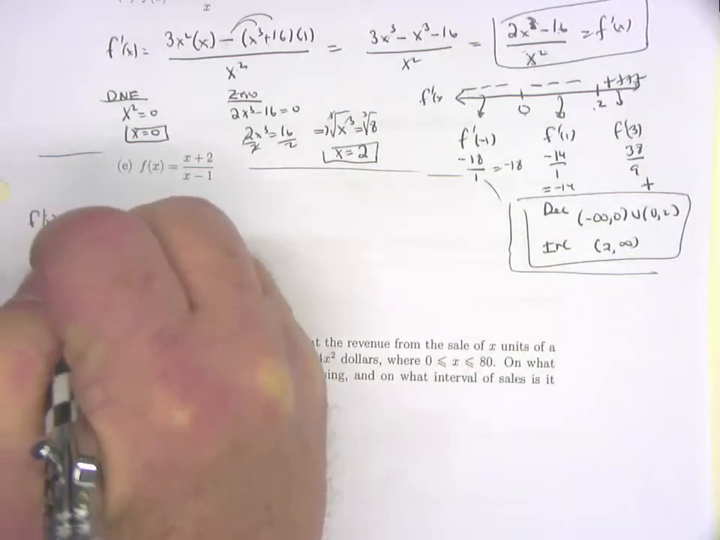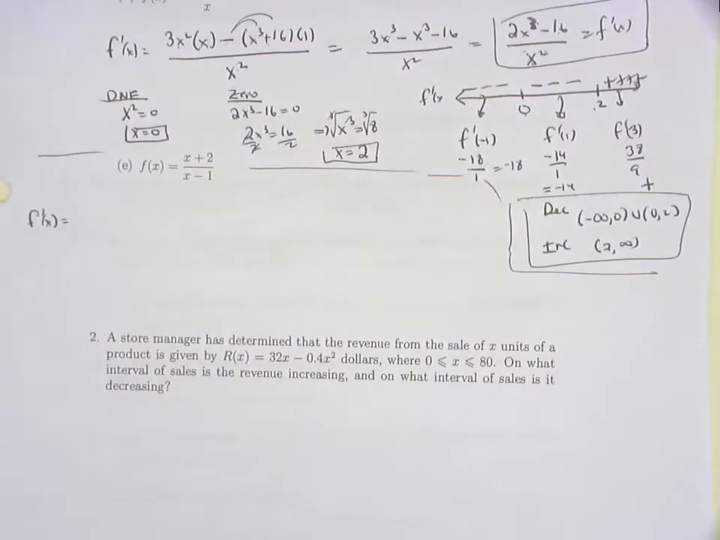This problem here is x plus 2 divided by x minus 1. It is clearly a quotient. So to take the derivative, I've got to use the quotient rule: derivative of the top times the bottom minus the top times derivative of the bottom, all over the bottom squared. Knowing these rules and knowing the words are going to help you out so much more on this test.